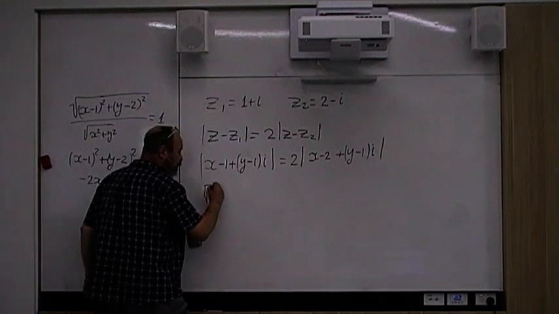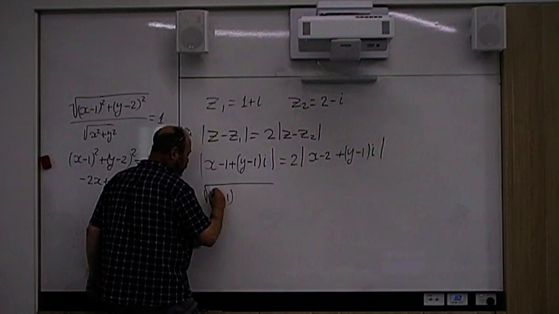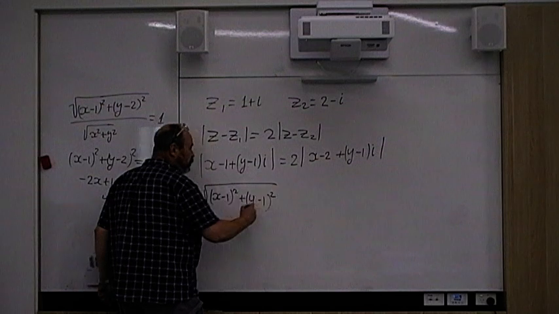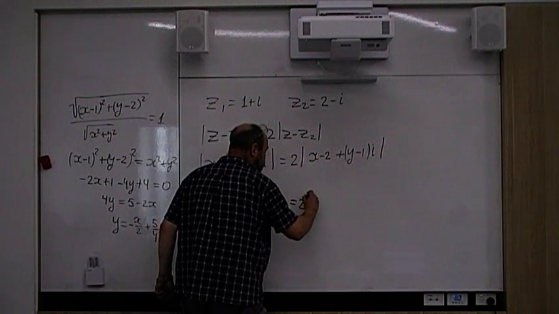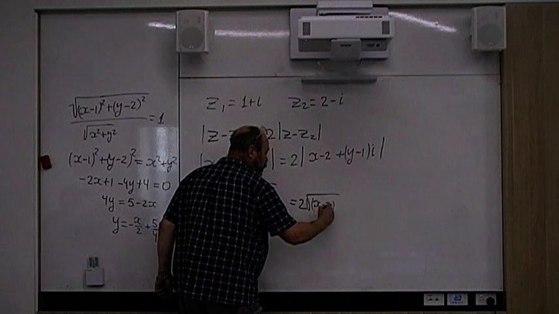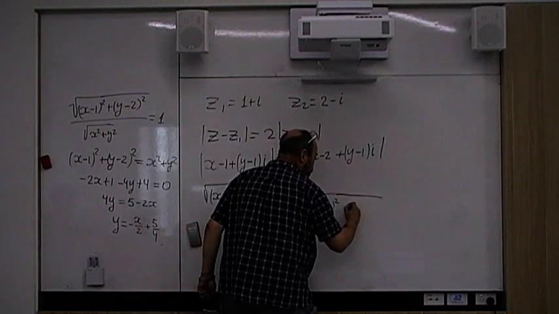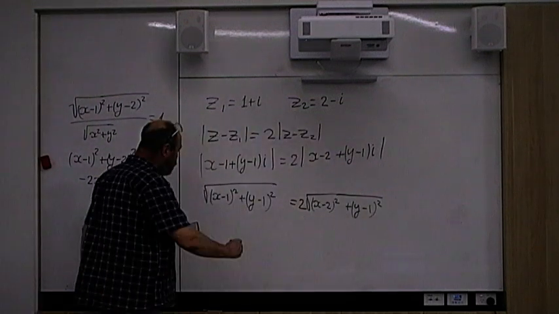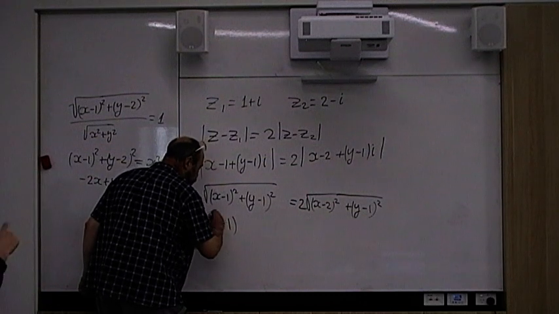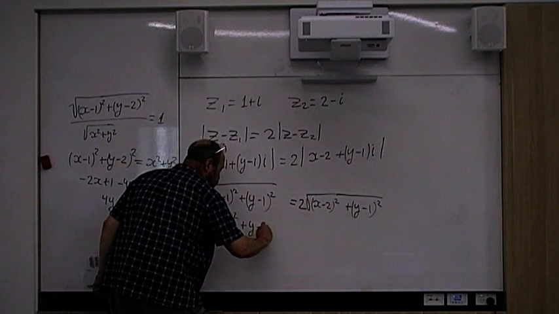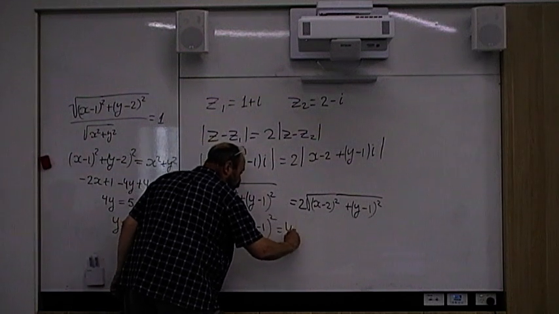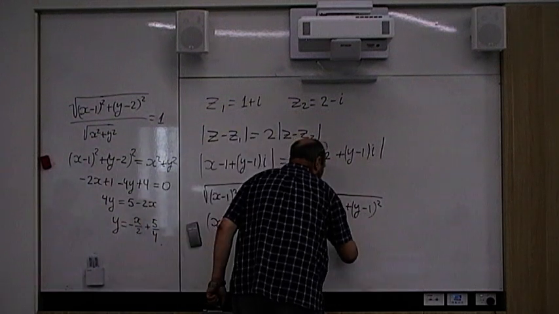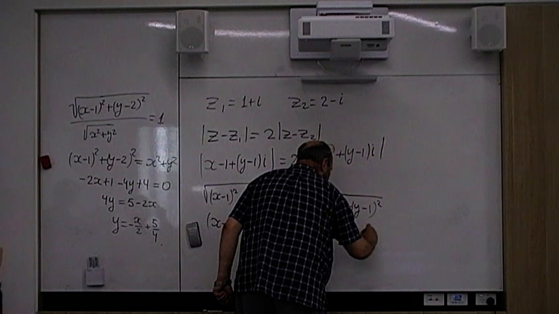So we have modulus, square root of (x minus 1) squared plus (y minus 1) squared equals 2 times square root of (x minus 2) squared plus (y minus 1) squared. Now let's square both sides. We get (x minus 1) squared plus (y minus 1) squared equals 4(x minus 2) squared plus 4(y minus 1) squared.